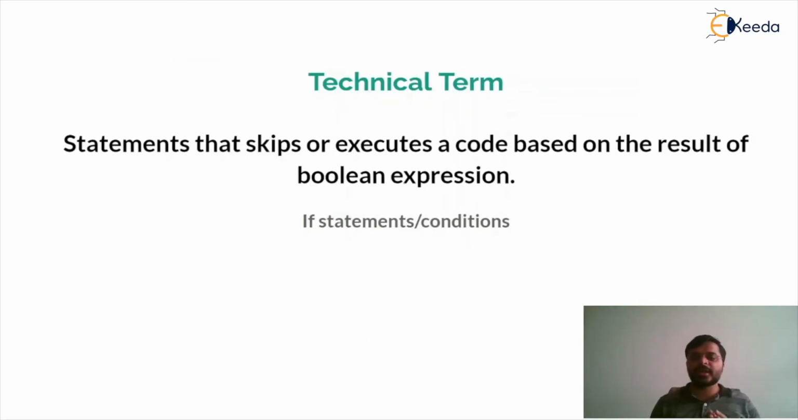Conditional statements are statements that allow us to skip or execute a piece of code based on the result of a Boolean expression. Basically, based on whether the result of the expression is true or false. If it is true, then only a block of code will be executed, otherwise, it won't be. These statements are also called if statements or if conditions.